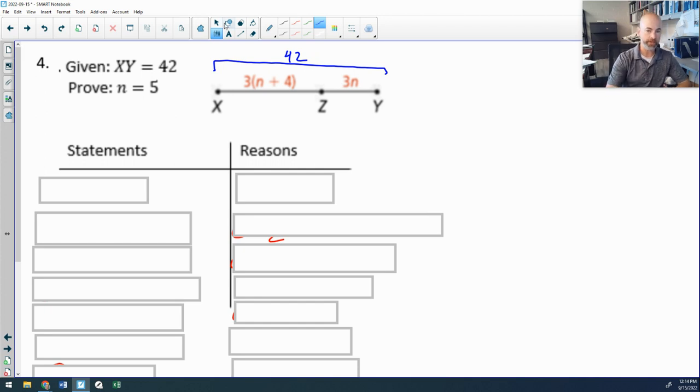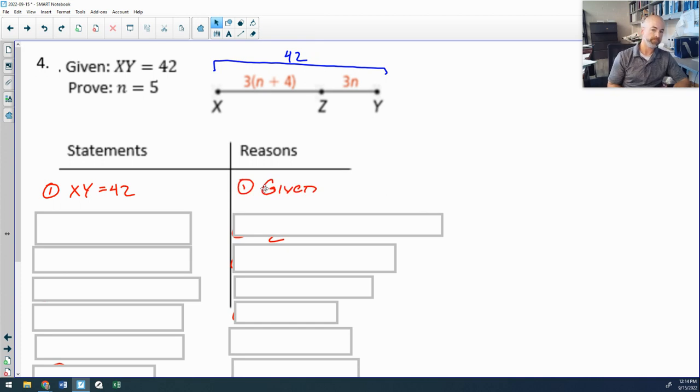To prove this statement, we will start with the given. We always write down the given information. XY equals 42. How do I know that? Because they gave it to us. Now we have to start thinking about what we would do next.